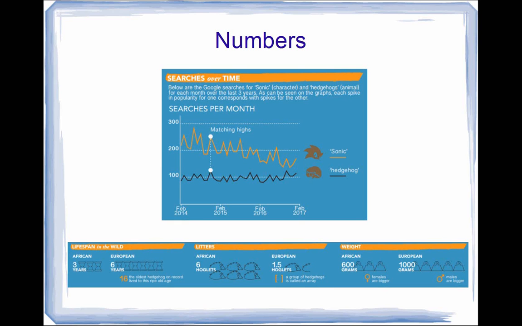Numbers displays, as you might have guessed, show numbers. The most important thing in a numbers display is the encoding strategies. The first display uses a line chart, and the amount of searches is encoded using height, while the time is encoded across width. The second display uses icons to encode amounts, making it easier to compare two types of hedgehogs.